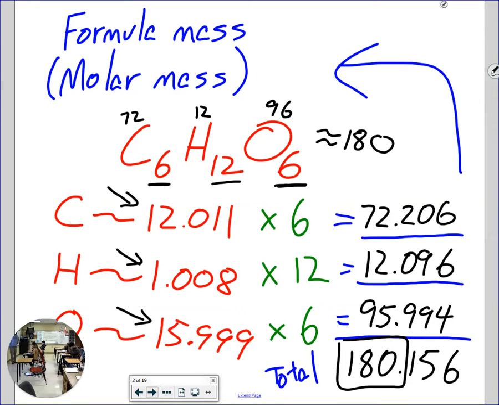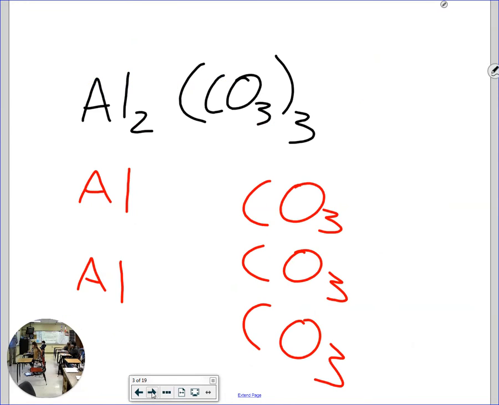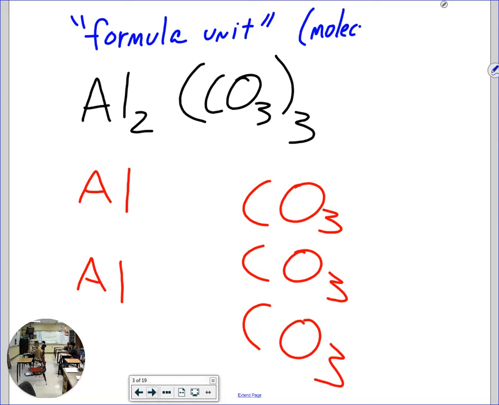Now, let's talk about what I can do with that. Before we do, when you're looking at something like aluminum carbonate here. Since that's an ionic compound, we don't actually consider this to be a molecule. It's given a different name. It's called a formula unit. But if you just want to call it a molecule, who cares? Okay? It's a particle. It's a little piece. The name is not the most important part here.